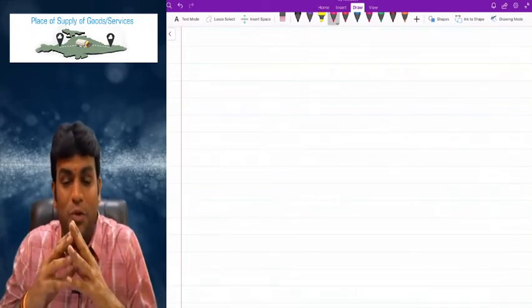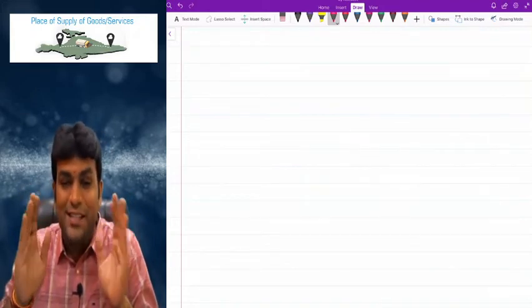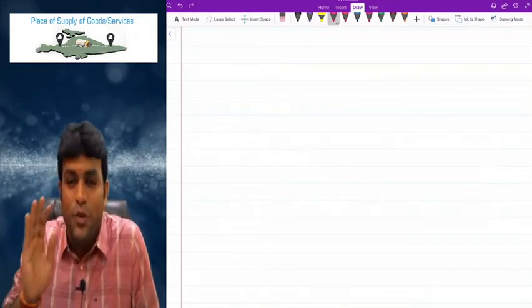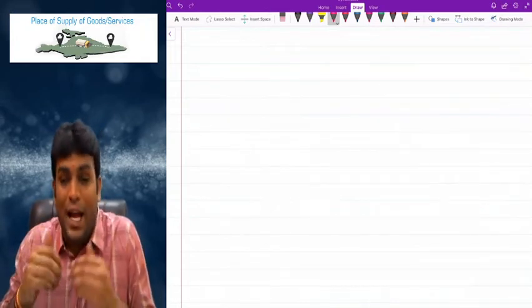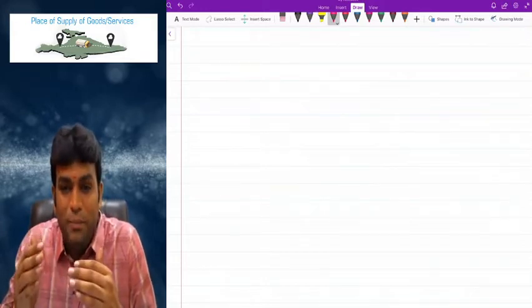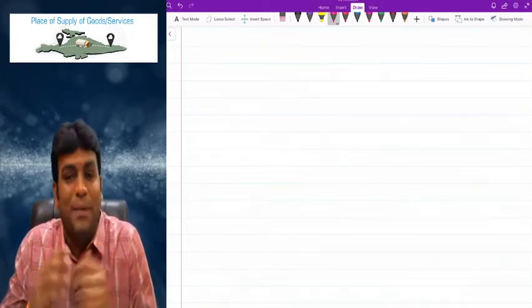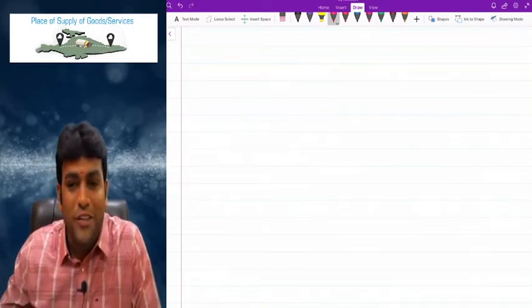We started discussion with the concept of place of supply, and in that wonderful concept, we already completed discussion about section 10, section 11, and in section 12 also we started, in which we discussed some good points already. Today in this session we'll cover a lot more interesting points in the concept of place of supply. Are we clear? So let's quickly revise and we'll move forward.